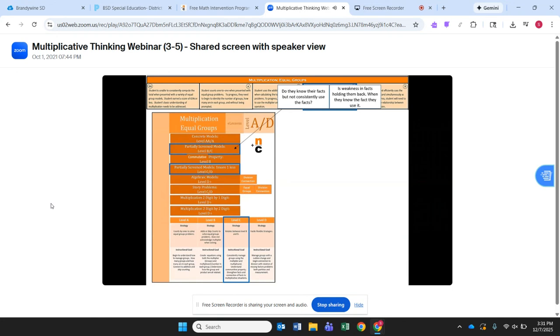And partially screened models, that level B, level C that we just saw when we were working with level B, would be the type of instruction that they need. If their weakness is facts and the facts are holding them back, but they have the thinking, you would do 2 things. One, you could go ahead and start to instruct them at that level C, D with the partially screened models, which has to do with 1 more and 1 less.